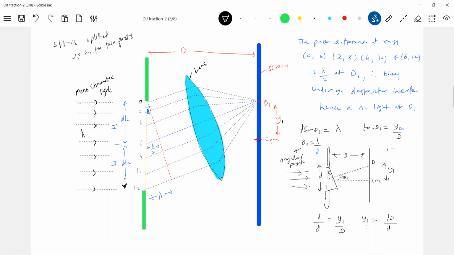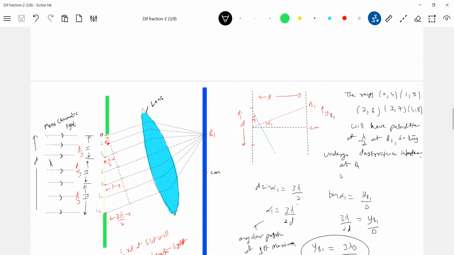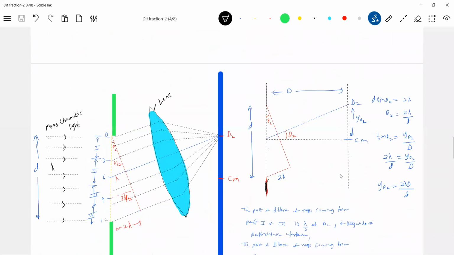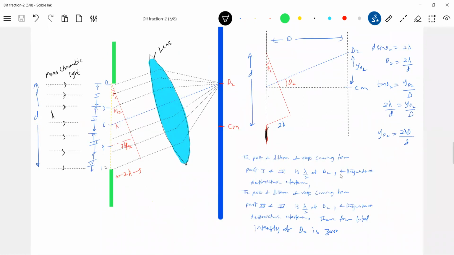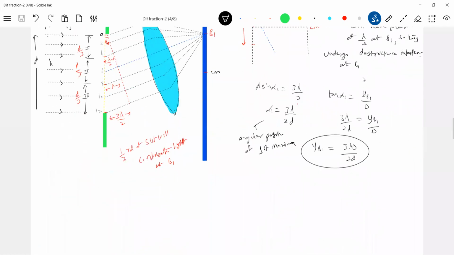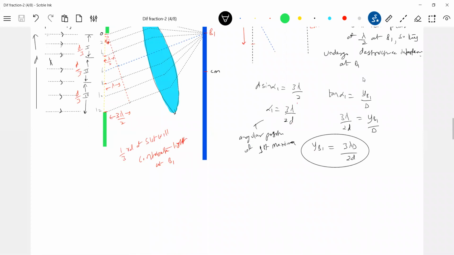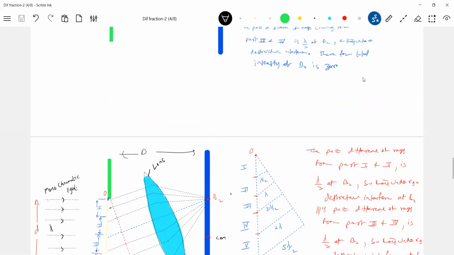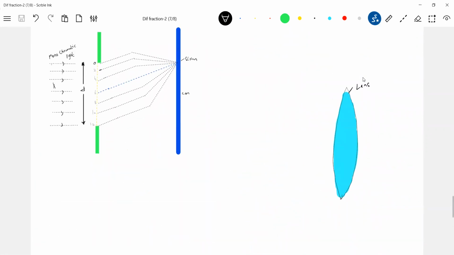So what are the angular positions of the first minima, second minima, third minima? Shall we write lambda by D? Next, second minima, 2 lambda by D, then 3 lambda by D. What about the maximas? Maxima will start from 3 lambda by 2D. It will not start from lambda by 2D, it will be 3 lambda by 2D. So we'll generalize here.